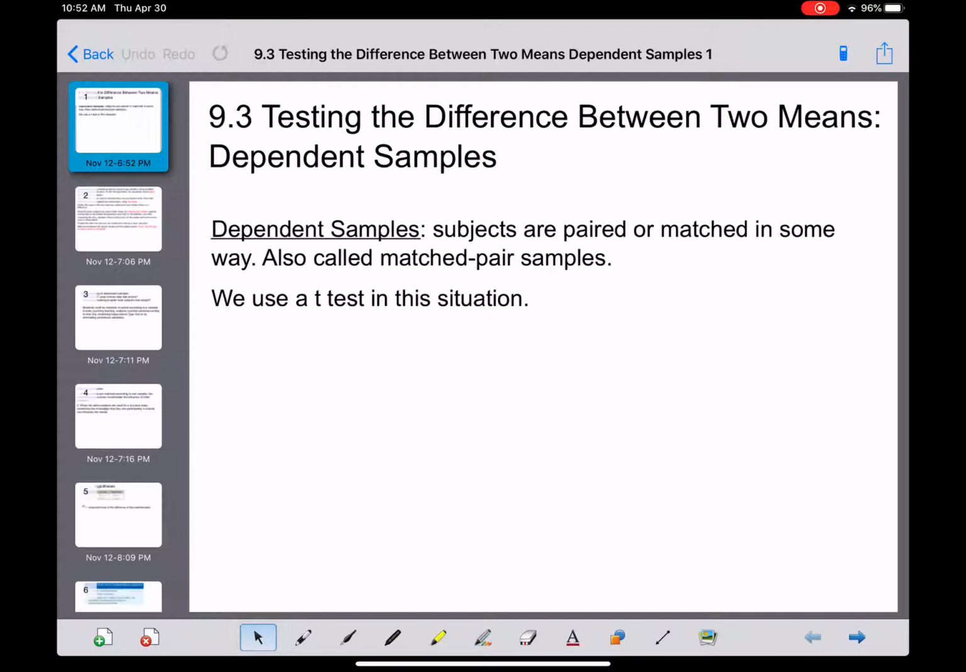All right, today we are going to talk about 9.3. We're going to be testing the difference between two means when we have dependent samples. So in 9.1, we did independent samples and we did a z-test. But for dependent samples, this is when the subjects are paired or matched in some way. It's also called a matched pair sample. And we have to use a t-test.